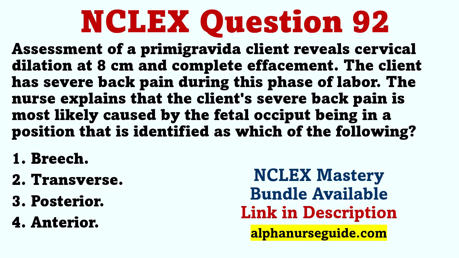When a client has severe back pain during labor, the fetus is most likely in an occipito-posterior position. This means that the fetal head presses against the client's sacrum, causing marked discomfort during contractions. These sensations may be so intense that the client requests medication for relief of the back pain rather than contractions. Breech presentation and transverse lie are usually known prior to 8 centimeters dilation, and a cesarean section is performed. Fetal occiput anterior position does not increase the pain felt during labor.